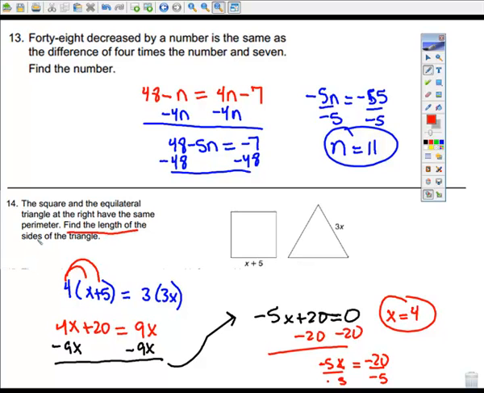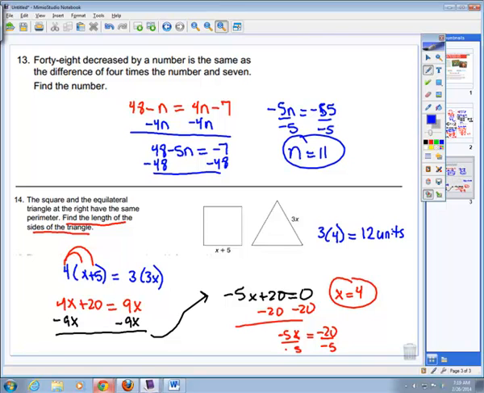It says find the length of the sides of the triangle. So I look at the triangle, and each side is 3x, so 3 times 4 is going to be 12 units, because it's wanting the length of the sides of the triangle. Okay, so that is it.